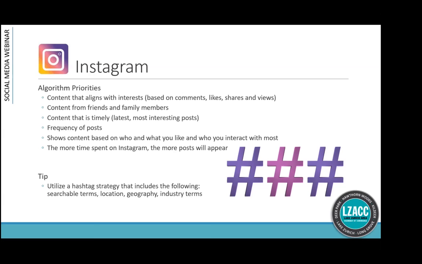So one quick tip for Instagram is it's great to utilize a hashtag strategy. We talked about how hashtags are used as an indexing system, and Instagram really prioritizes, and it has a great search functionality. So it's great for people to discover your post by using this hashtag strategy. And you want to make sure that it includes 4 things. You want your hashtags to be searchable terms.